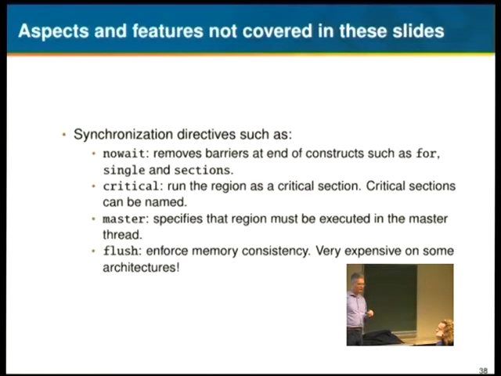Critical is a critical section. So you can identify this piece of code, only one thread is allowed to be there at the same time. All the threads that arrive at the beginning of the critical have to go through, but only one is allowed at the same time. That's very different from a single, right? Because a single says only one thread goes through it, the rest jumps over.